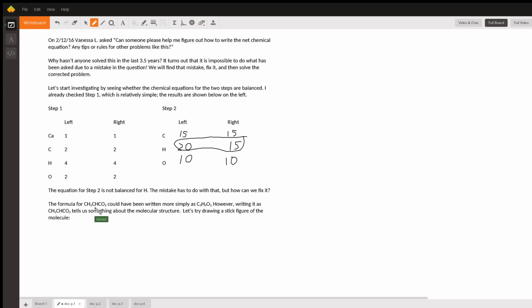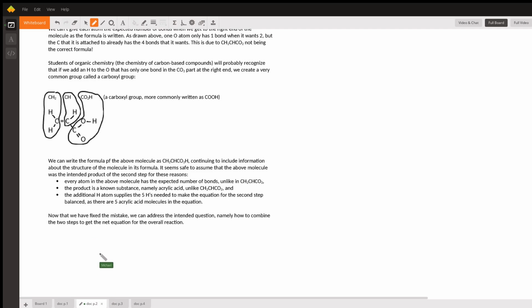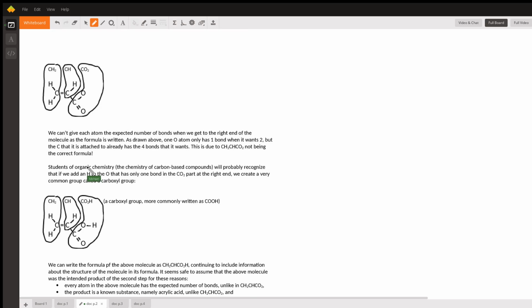So this formula is written the way it is to tell something about the structure. Let's try drawing out the structure. And so we have the CH2 group here, the CH. Carbon wants 4 bonds, so we get a double bond there. Connect to this carbon, double bond to this oxygen. Carbon's got its 4, this oxygen has its 2. But this oxygen isn't happy. It wants 2 bonds, it's only got 1.